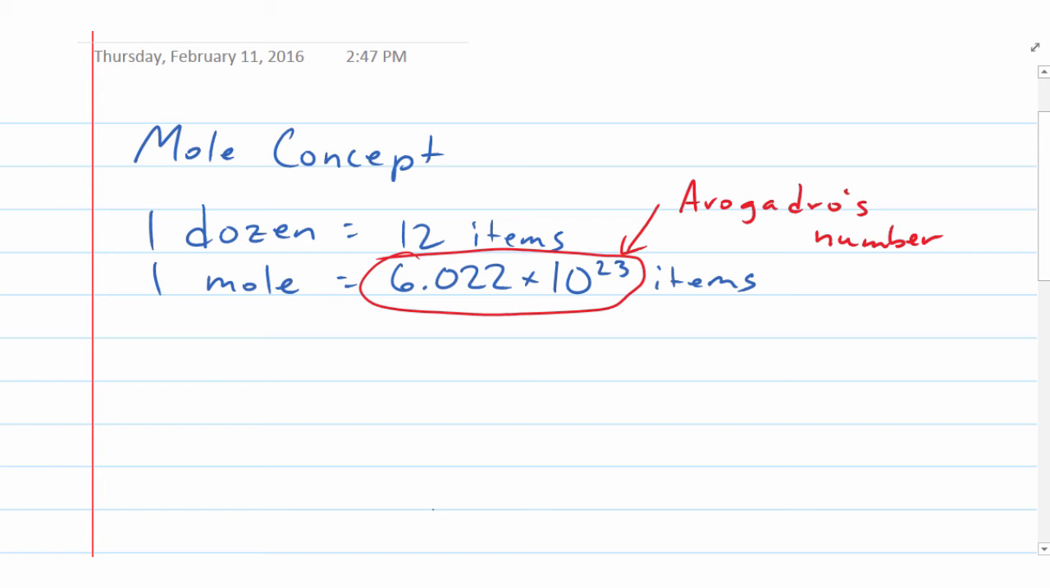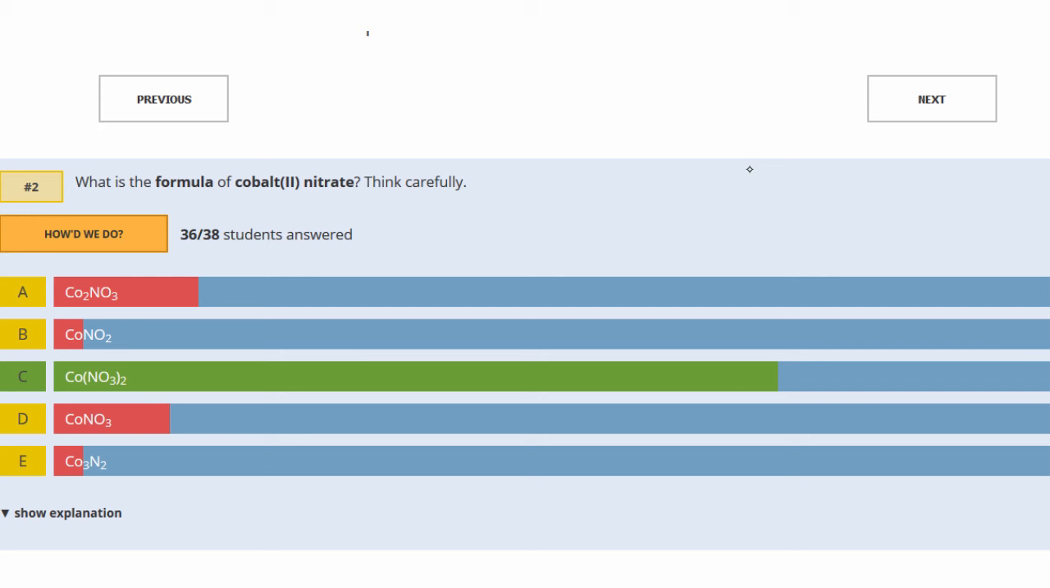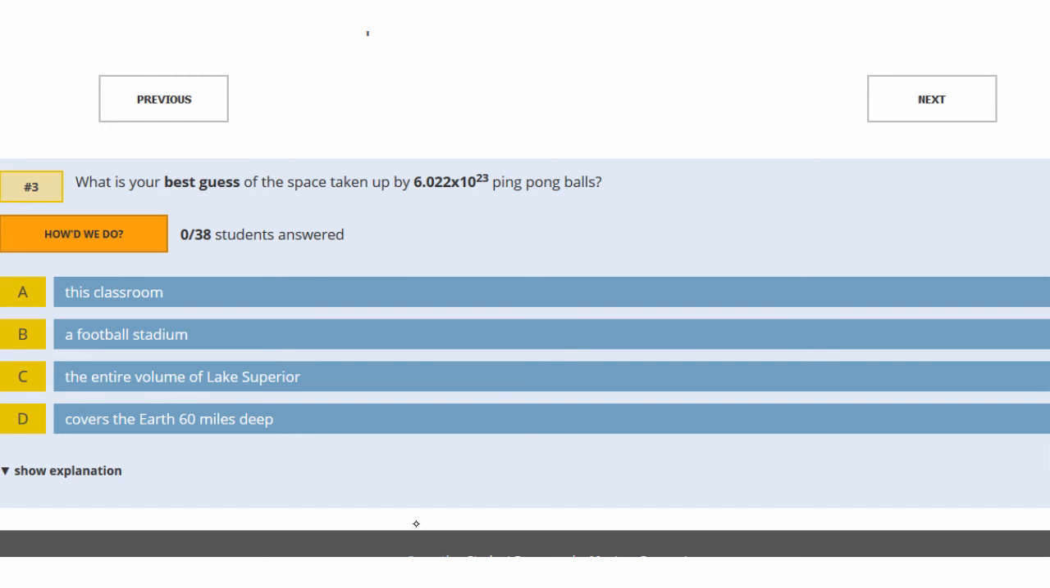And so, what I'd like to do here, this isn't really a right or wrong question, though there's going to be a right or wrong answer on it. If we go to the Socrative app, I want to get some idea if you can guess how big this number is. So we want to put it into perspective. If I have 6.022 times 10 to the 23rd ping pong balls in a box, and I dumped it out, then the question is, what is your best guess of the space that would be taken up by that many ping pong balls? 5, 4, 3, 2, 1.